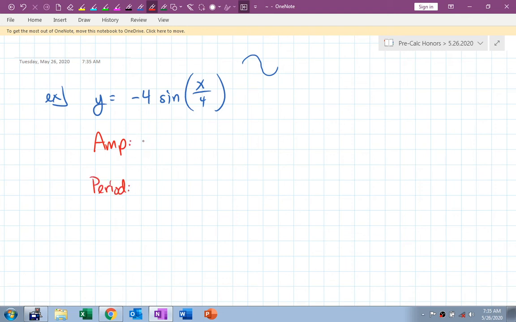Amplitude, absolute value of -4, so just 4. And our period is 2 pi over 1/4 this time, because remember there's a 1 in front of that x. So we get 8 pi. So now we go to the graph.